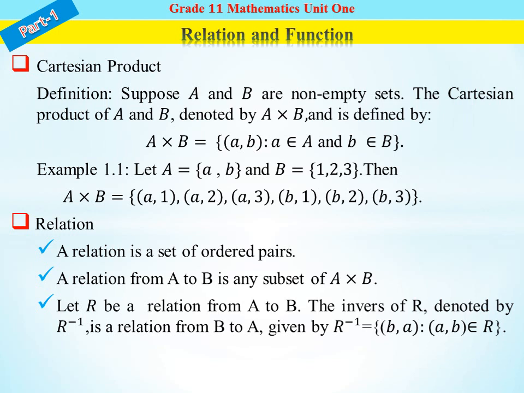ኔክስት ፖይንት how to find the inverse of a relation. Let R be a relation from A to B. The inverse of R is denoted by this one, which is a relation from B to A, given by R inverse is equal to the set contain order pair B comma A such that A comma B element of R.